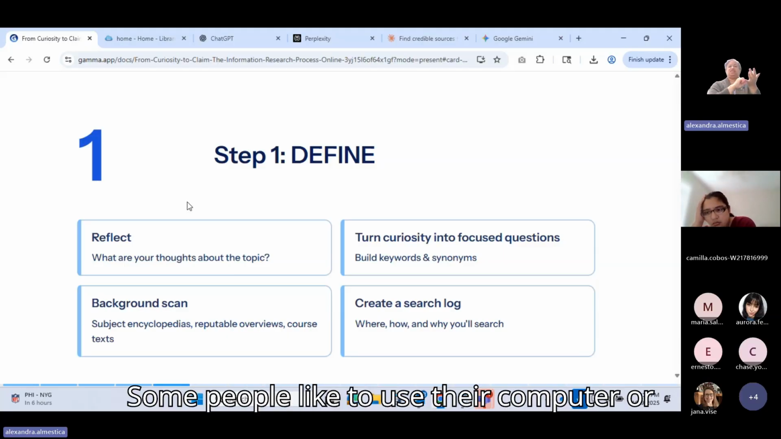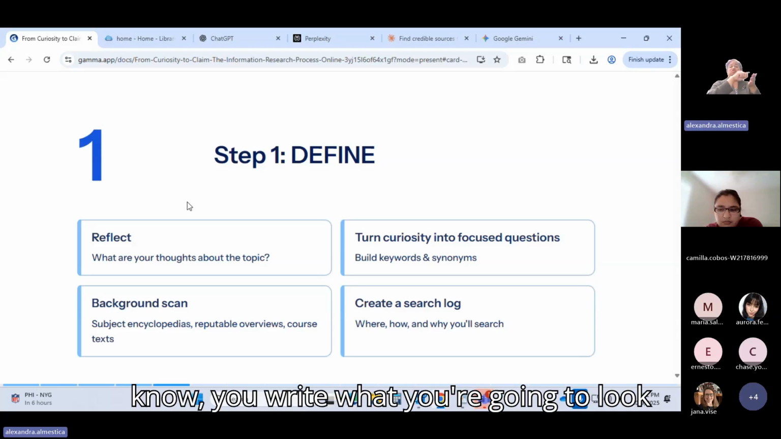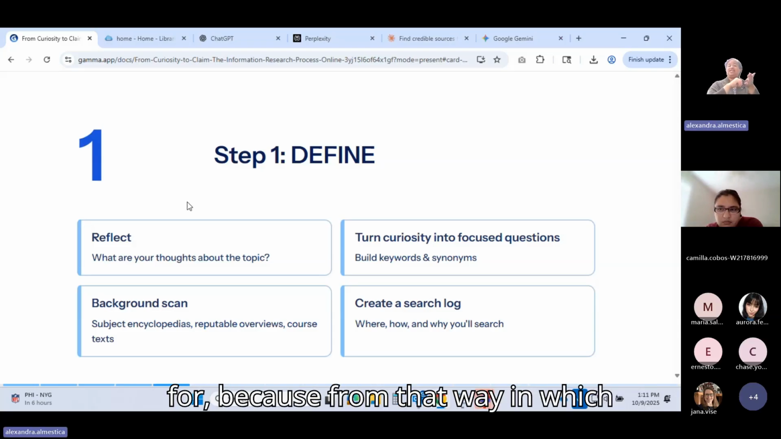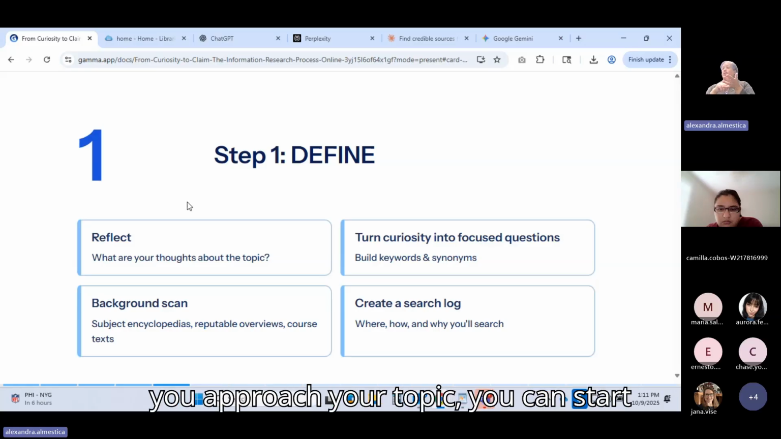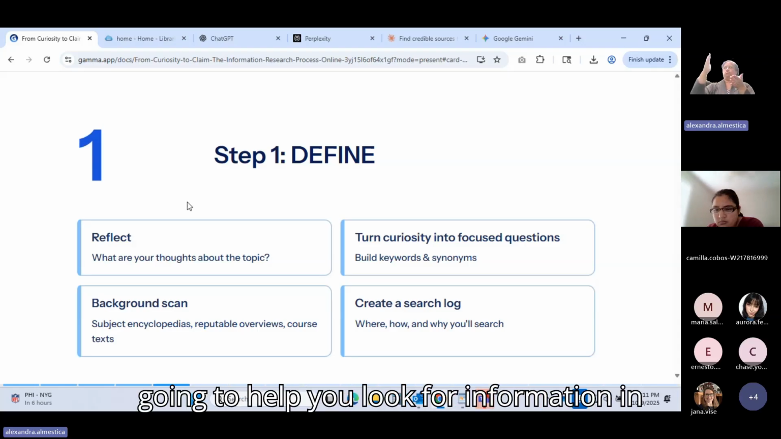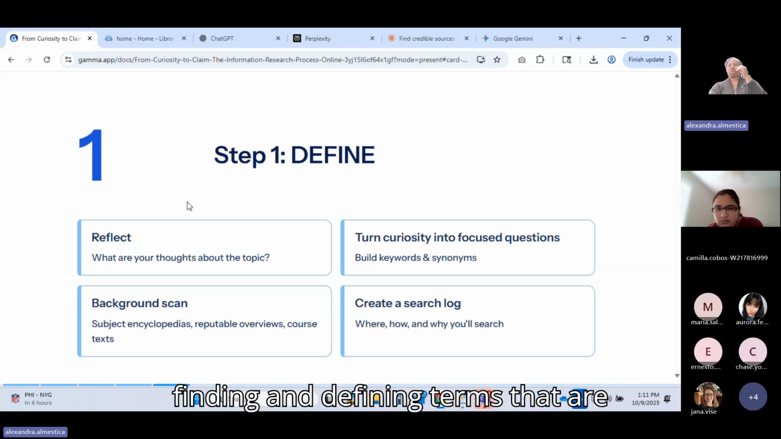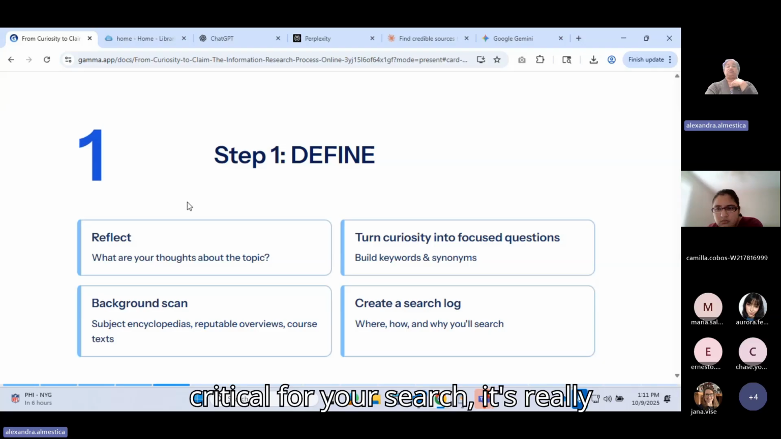Some people like to use their computer or paper. You create a log, you write what you're going to look for, because from the way in which you approach your topic, you can start generating keywords that are going to help you look for information in different places. Okay, so that idea of finding and defining terms that are critical for your search is really important.